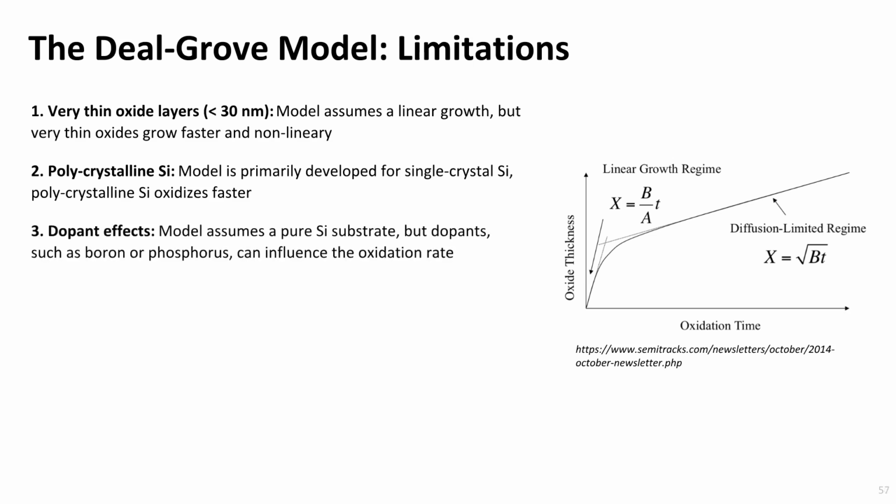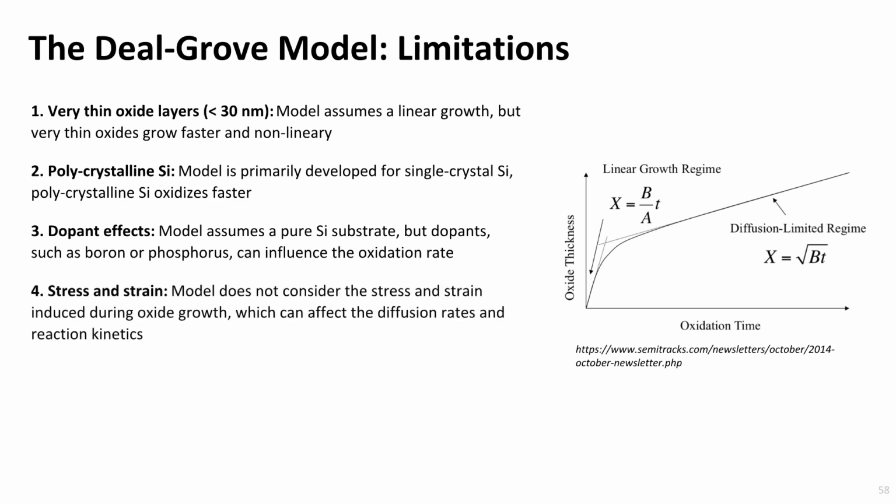The model assumes a pure silicon substrate. However, the presence of dopants, such as boron or phosphorus, can influence the oxidation rate. These effects are not explicitly accounted for in the model. Heavily doped silicon wafers might be oxidized faster than the model predicts. More information on that will follow later.